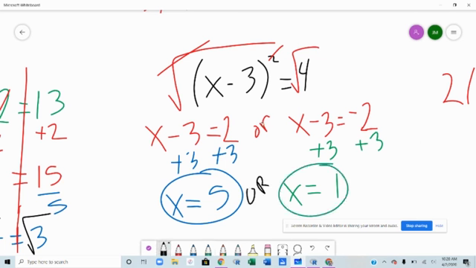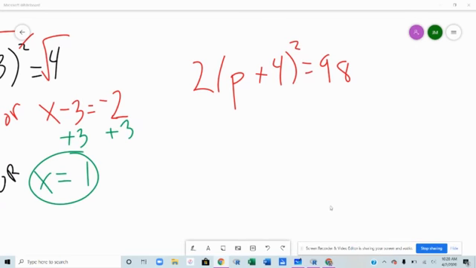So you should still get 2 answers. But your 2 answers are not going to be the same in opposite numbers because you didn't square root at the end. You square rooted somewhere in the beginning or in the middle. Okay, so let's try another one.